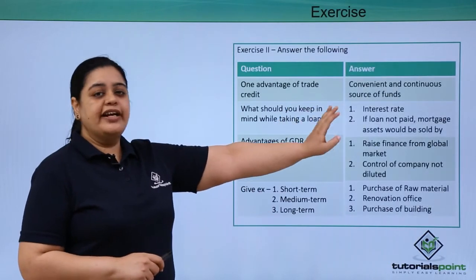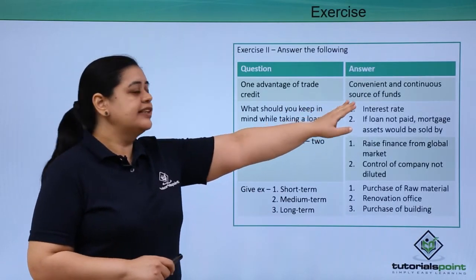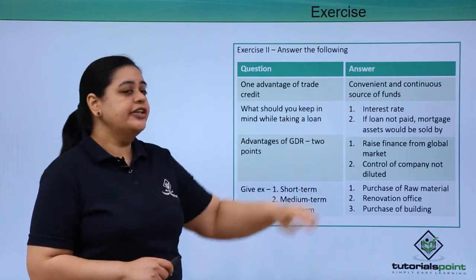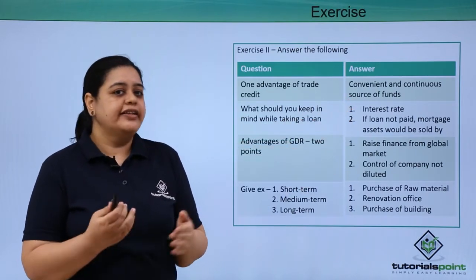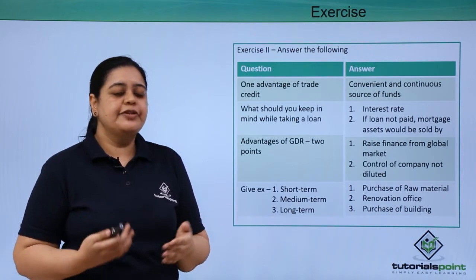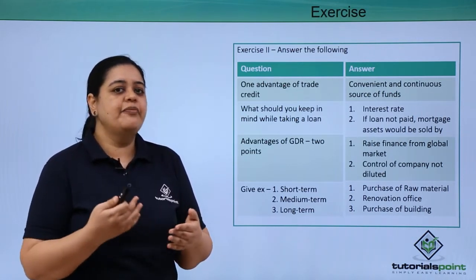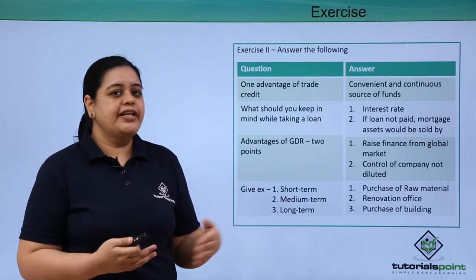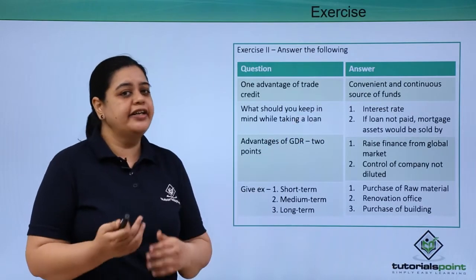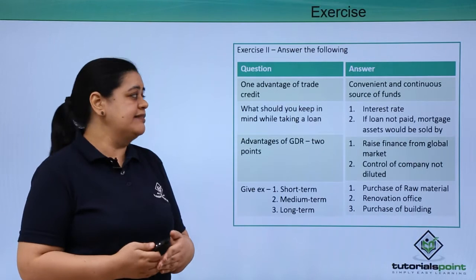See, the one advantage of trade credit is that it is a convenient and continuous source of finance. It is a convenient source of finance because against the bill you will get the credit. Whenever you are buying the goods from the supplier, he will give you the credit, and it is a continuous source of finance, which we discussed earlier.